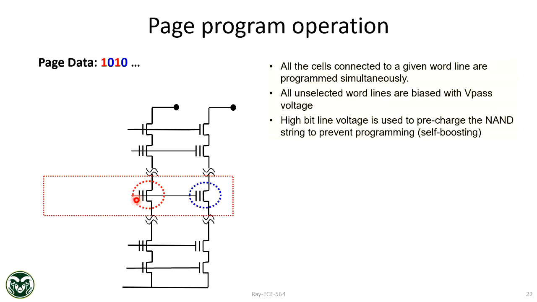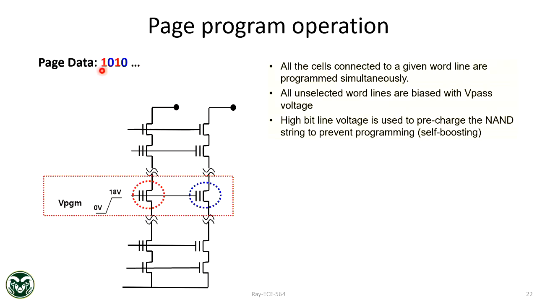Any idea? Yes, using the bit line? Yes, this is true, the bit line. So we put high voltage on the bit line. At the end, what matters is the voltage difference between the word line and the channel. If the channel is also at high voltage, then it will not program. So that's what you will do. Whatever data you have, just like in other memories, you put it on the bit line first. So that data, 1010, you put it here.